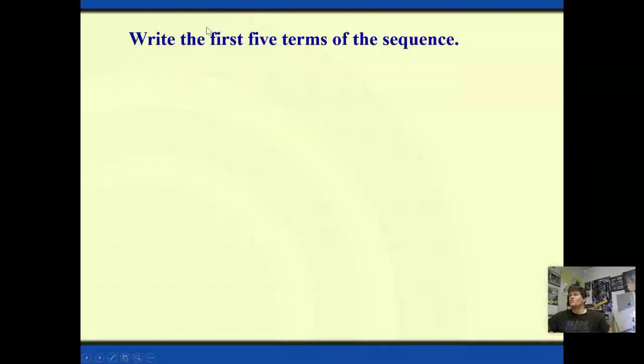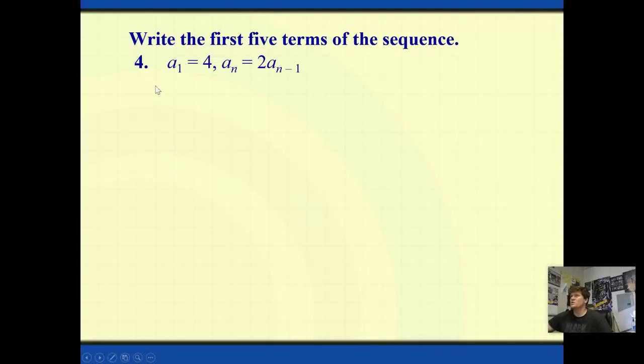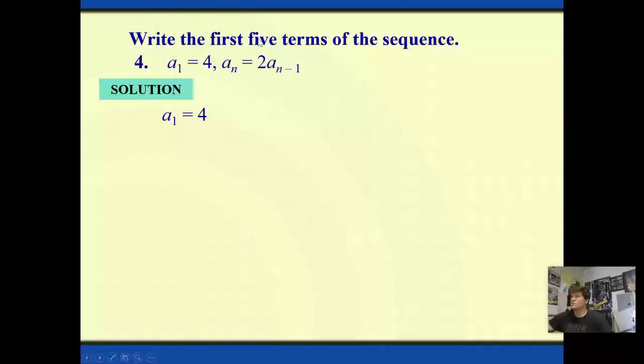Here's another one. Write the first 5 terms of this sequence. You have A1 is equal to 4, An is equal to 2 times An minus 1. Start with your first term, then use the pattern to find the next 4. We want 5 terms here. I'm going to pause for a little bit. You guys figure this one out.